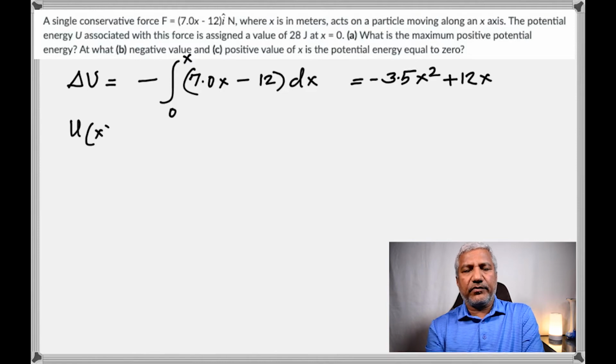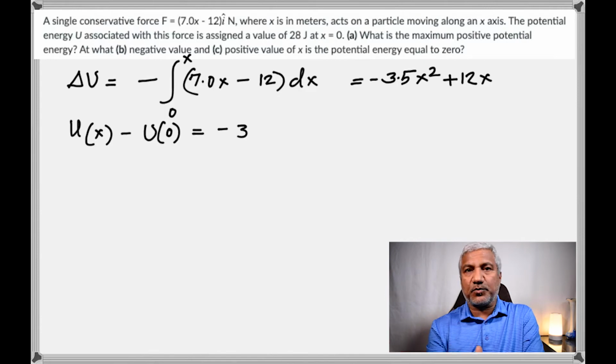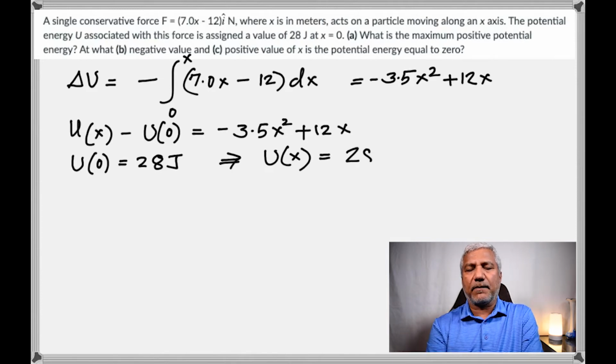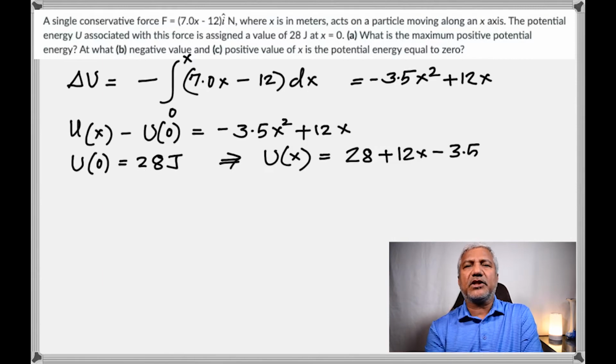And then u as a function of x minus u at the reference point, which we have taken to be 0, is this quantity that we got, because if the initial potential energy is 0, then the change is the same as whatever potential energy it is. But we're given that the potential energy is 28 joules at x equal to 0. So we can use that and find the potential energy at x, which is 28 plus 12x minus 3.5 x squared.